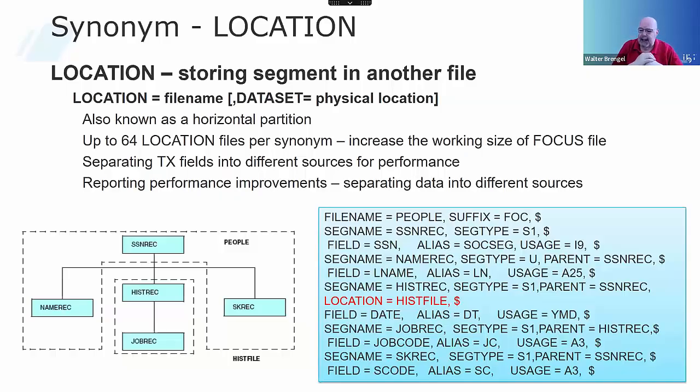So all of the data, that date field that's happening, and also the job rec has a parent of histrec. So the histrec, because it's in a hist file location, the physical data will be stored externally in its own database. And that database will contain only the histrec segment and the job rec segment. Because the name rec is a child of SSN rec, that's part of the original structure, so it's not in the location.